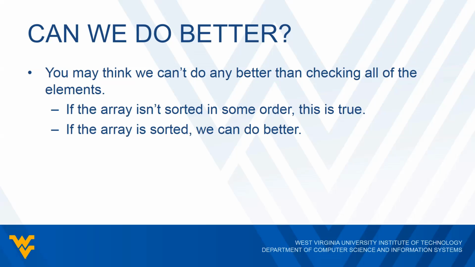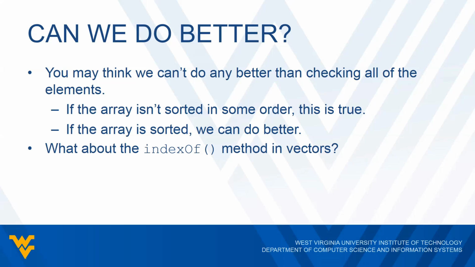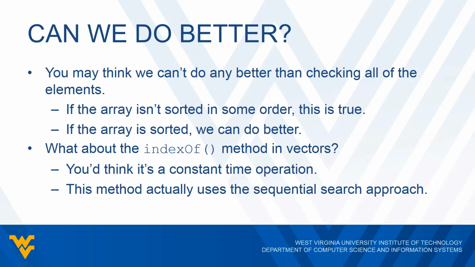And we'll talk later on how we do this, but if the array is sorted, we don't have to check all of the elements. Now, another question you might ask is, well, in the vector class, we have the indexOf method, right? Doesn't that do the same thing? We just input some element that we're trying to find, and it gives us the index of that element. Well, you would think this is a constant time operation because we're just calling a method and it gives us a result. But this method actually uses the sequential search approach. It does search all the elements of the vector and then it returns the index that it finds. So this is not a constant time operation. It's actually an O(n) time operation.